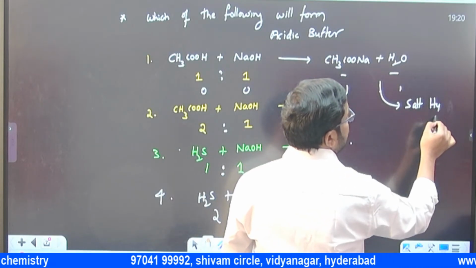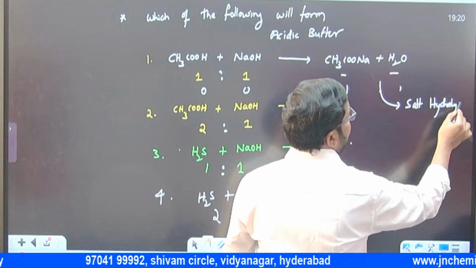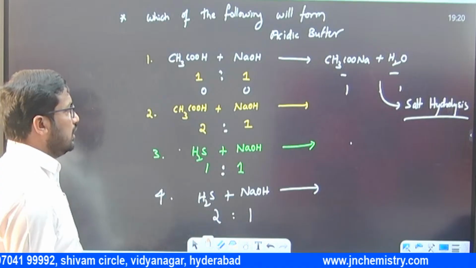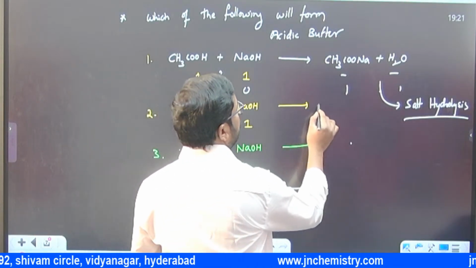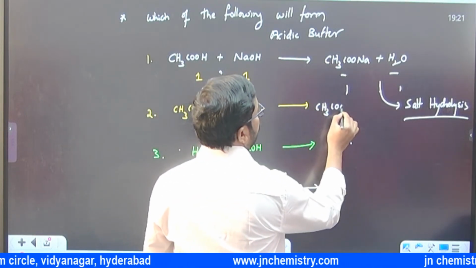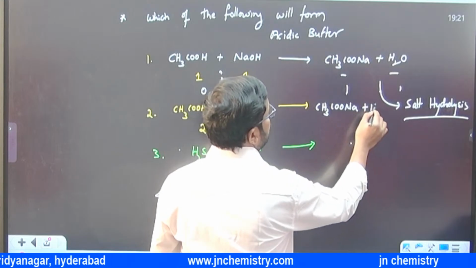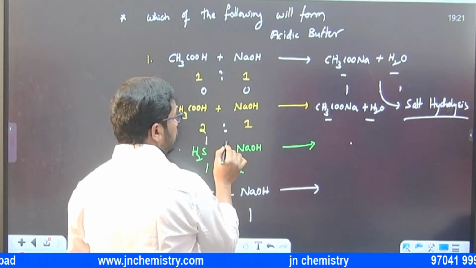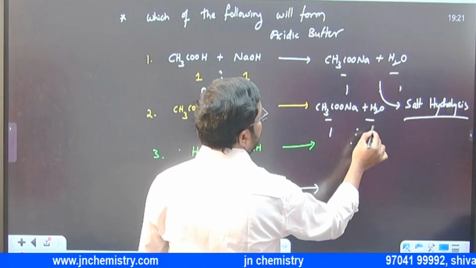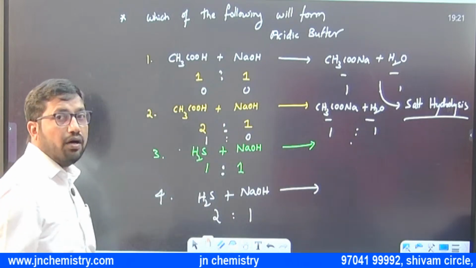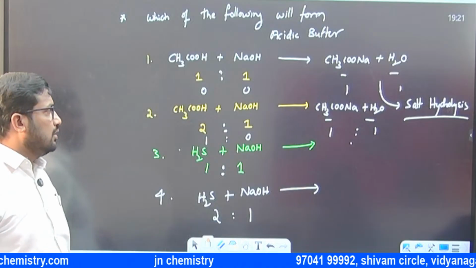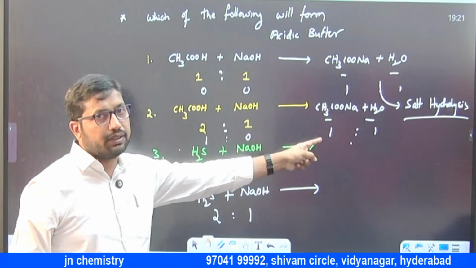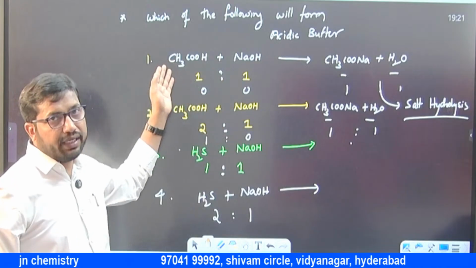Salt hydrolysis is not a buffer solution. In this case, it's forming a buffer solution. CH3COOH plus NaOH. So starting 2, 1, and after the reaction 1, 0, 1. After the reaction, in the resulting mixture, weak acid and salt of strong base, this combination should be present. But in the above case, there is no weak acid.